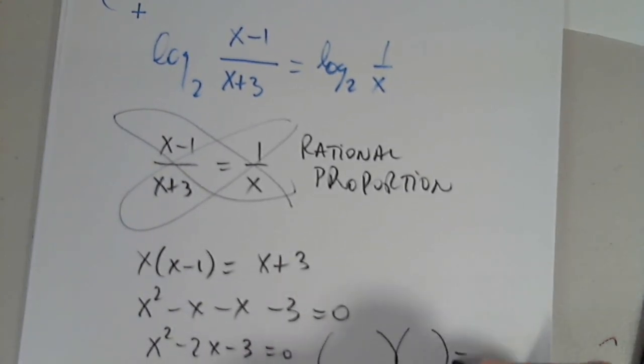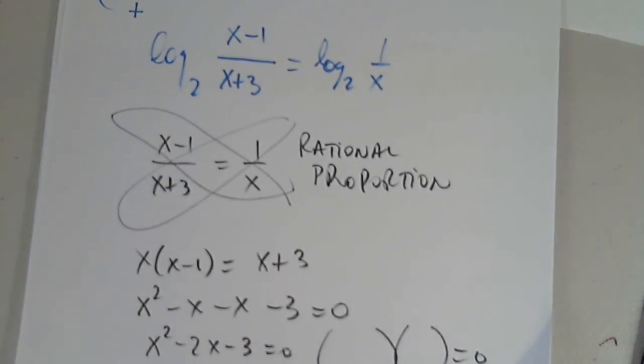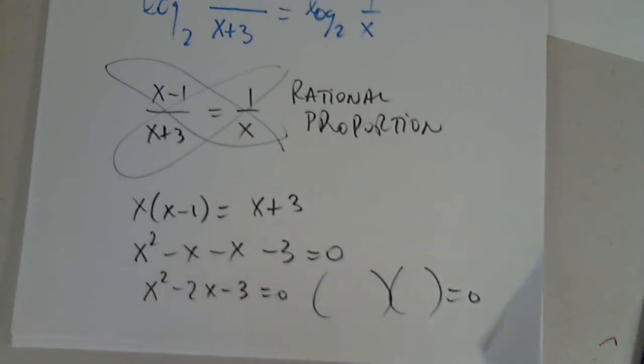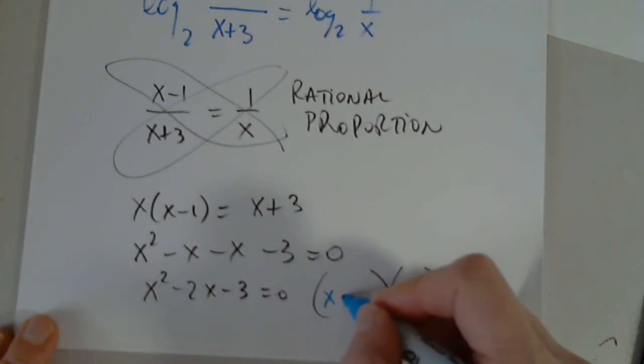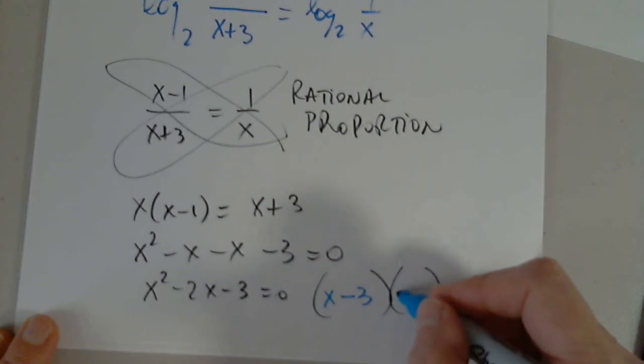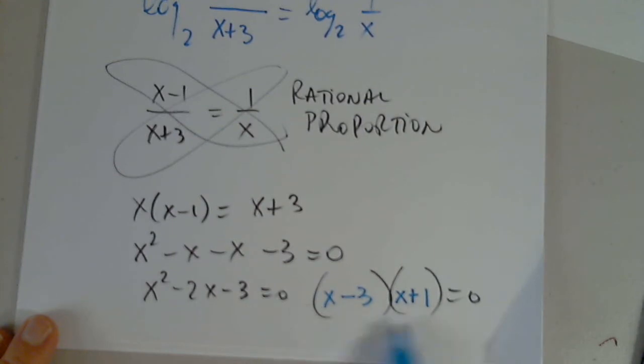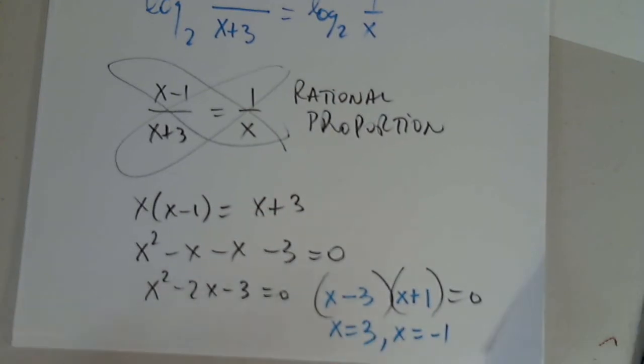Can anyone give us the factor form of this? That would be great. Anyone? X minus 3 times x plus 1. Excellent. We can always check, x squared plus minus, it's correct. So then we get x equals 3 and x equals -1. And you should say, not so fast. And I will say, yes, I agree. Not so fast. What?